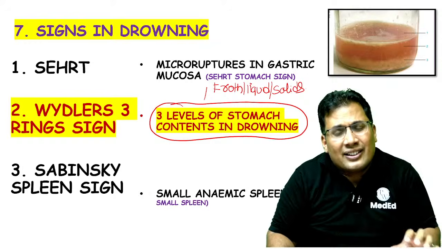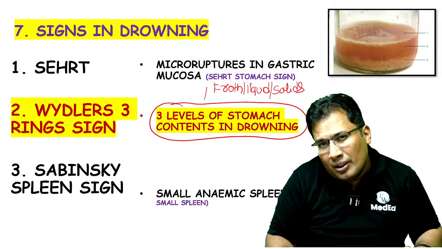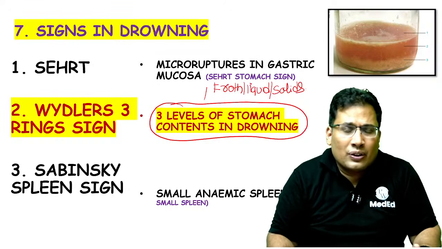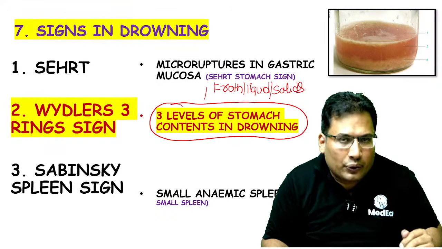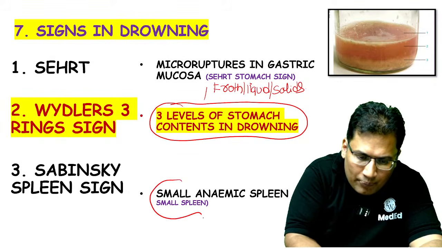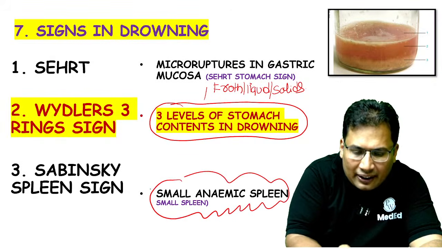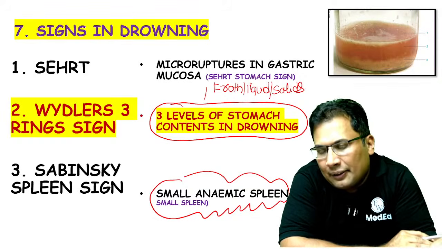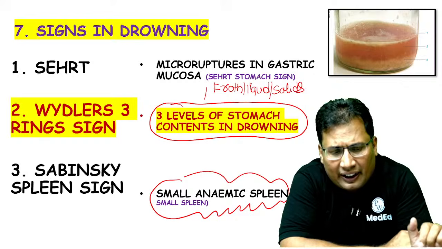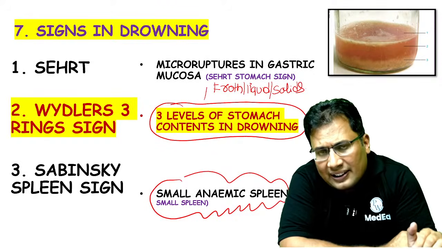Sabinski's spleen, it's a small anemic spleen. Because of the hypoxia, the spleen undergoes shrinkage, you can say atrophy. So the spleen becomes small and anemic, that is known as Sabinski sign. Other signs also, if you mention these signs, that is fine. Sehrt sign, Wydler's stratification sign, Sabinski sign.